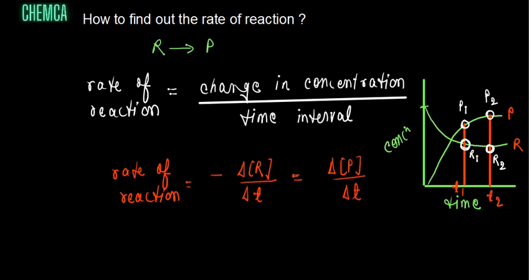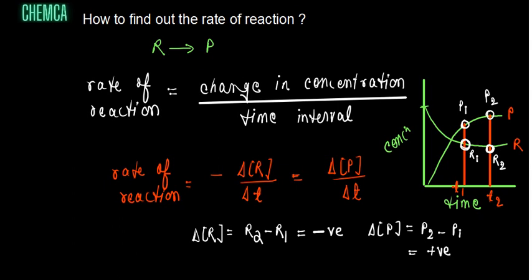So when you find delta R, you will get it as R2 minus R1, but R2 is a smaller value than R1. That means delta R will be a negative value. But when we find the same thing for concentration of product, we do concentration final minus concentration initial. So final is P2 and initial was P1. P2 minus P1, this time it will be a positive value. That means the negative sign in the expression of rate of reaction with concentration of reactant is written to symbolize that concentration of reactant decreases with the progress of reaction.